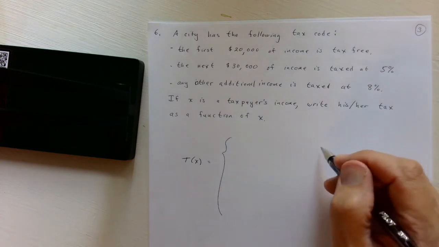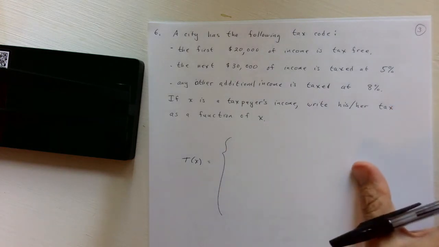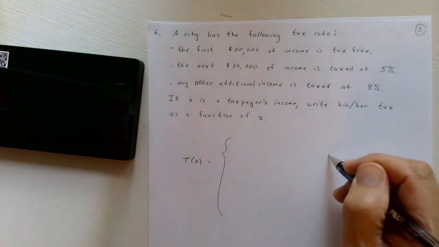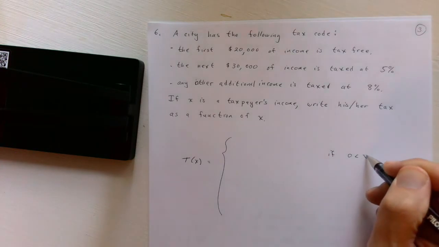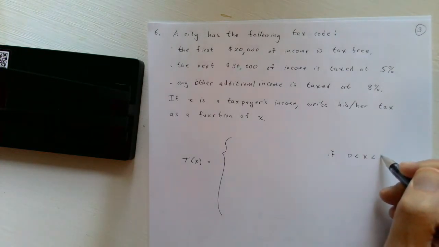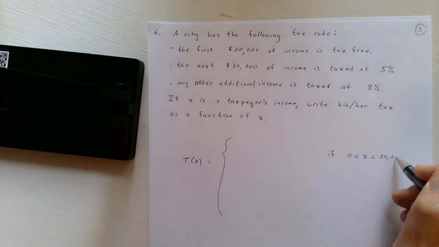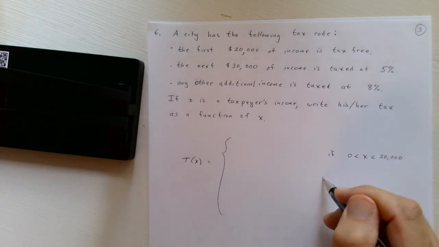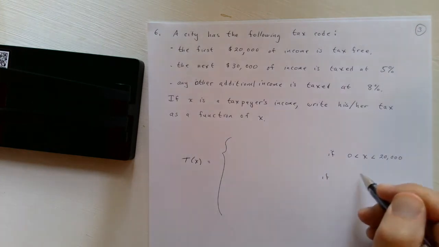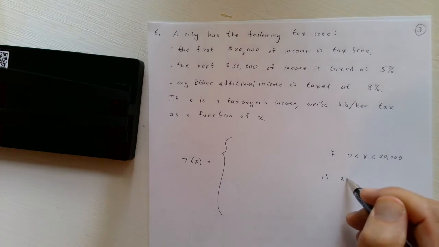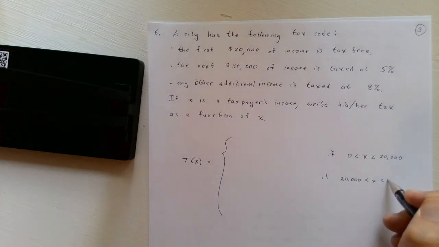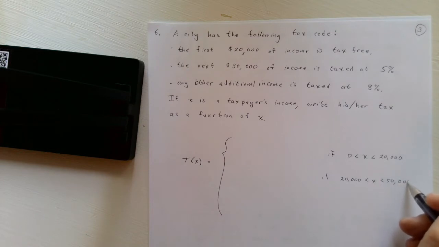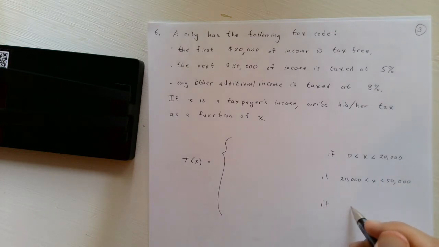Well, we have to write our cases first over here. So we have one case if x is between 0 and 20,000. Another if x is between 20,000 and 50,000. And another if x is bigger than 50,000.